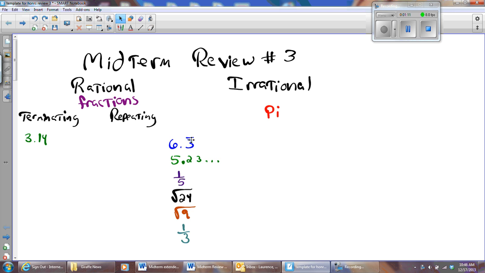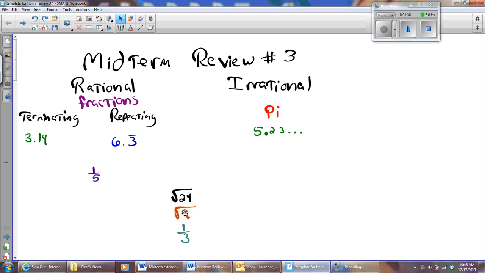6.3 with the little bar above it means it's repeating. It's a rational repeating number. 5.23 dot dot dot is irrational, going on forever without repeating. A fraction is going to be rational, but you may not know if it's terminating or repeating. We'll check that in a second.